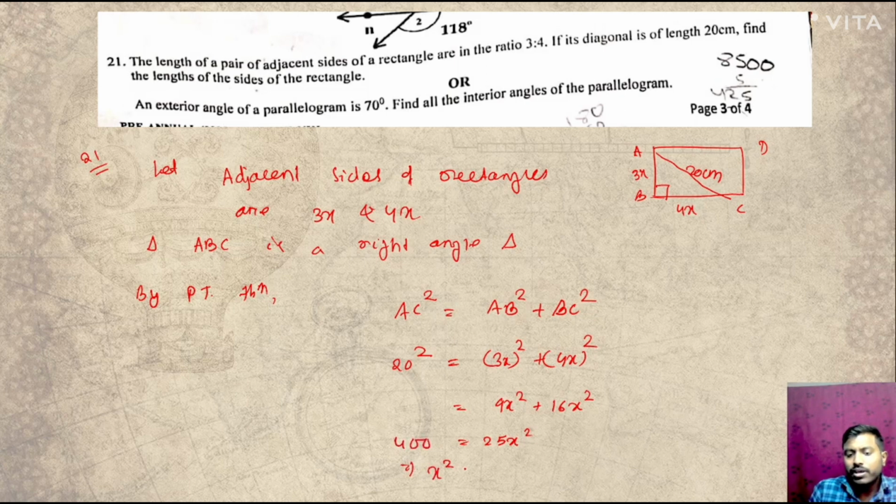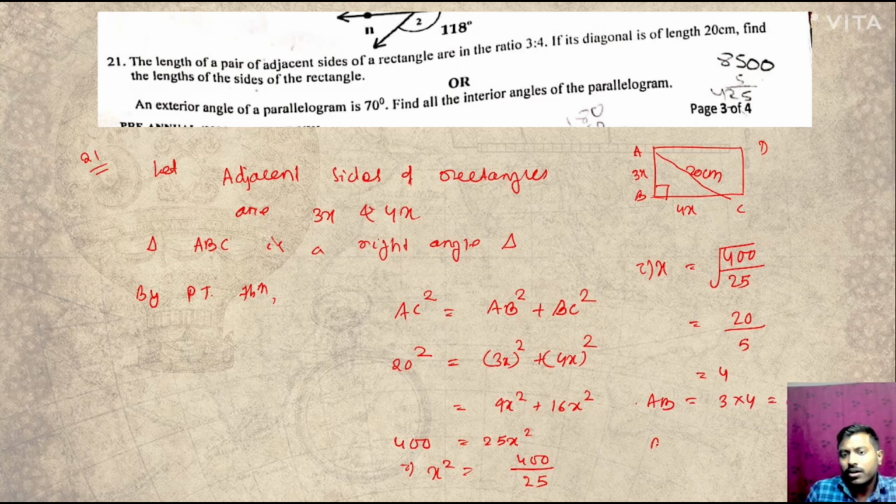So x square equals 400 divided by 25. So x equals the square root of 400 divided by 25, that is 20 divided by 5, that is 4. Okay, x equal to 4. The question is to find the length of the sides of the rectangle. Then AB is equal to 3 into 4 equal to 12 centimeter and BC equal to 4 into 4 equal to 16 centimeter. Clear?